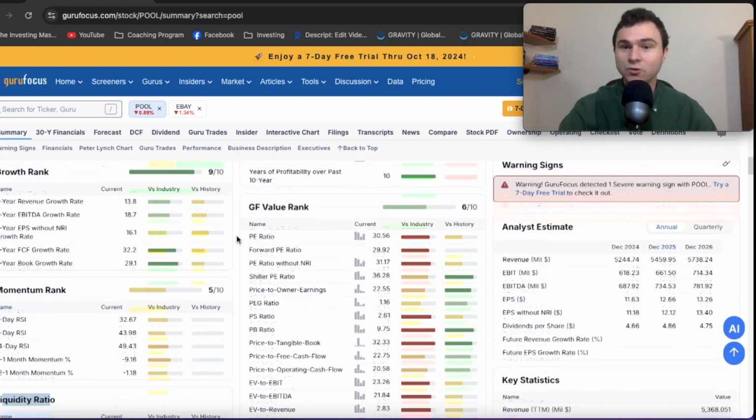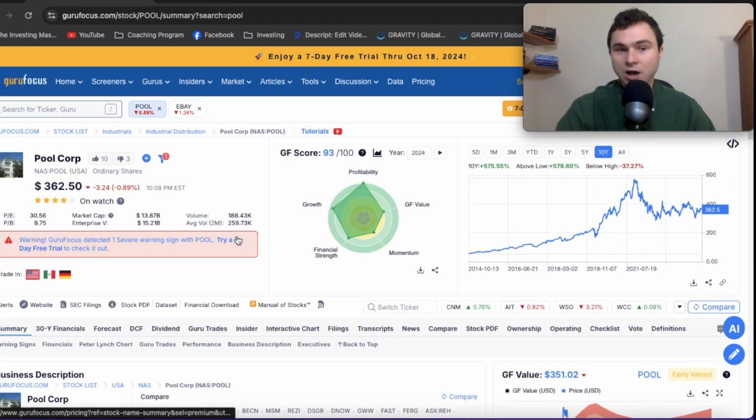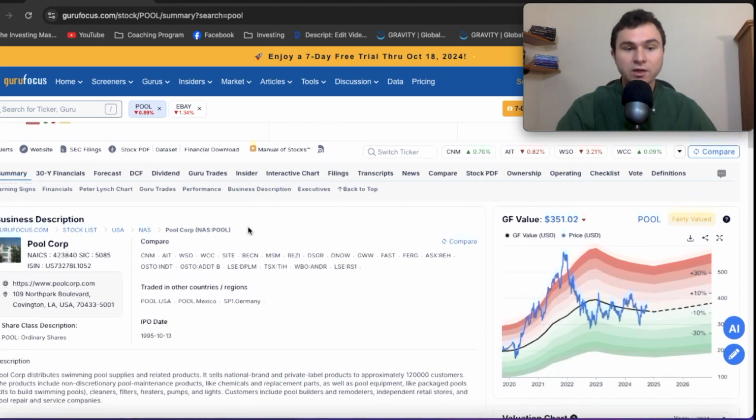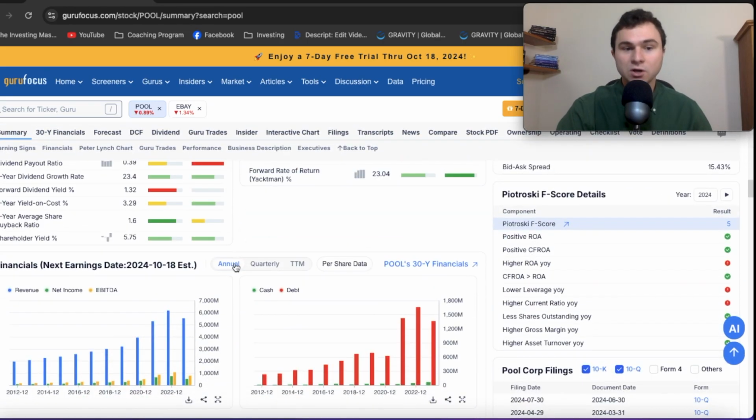This is how you can check in 5 minutes whether a balance sheet is healthy or not, to see if a company is healthy or not, if they have a lot of cash, a lot of debt.